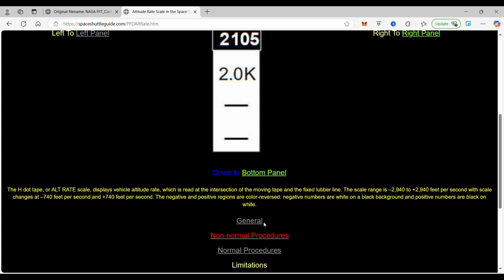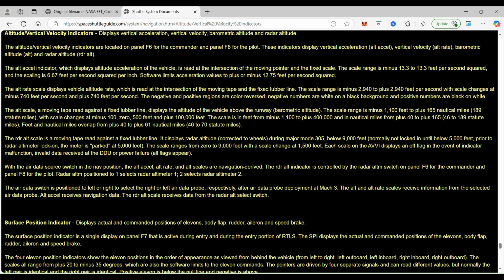Now we go a little bit deeper into it. In general, we see here the altitude and vertical velocity indicators, all these indicators that are specifically on the right side. You see here the altitude rate scale displays the altitude rate, right on the intersection as we see. But up here they also have altitude acceleration, which is the next derivative. So we're going from a rate to an acceleration here. We're going to go over that next week, but that's the difference. And then we have the altitude scale, which is the height that you're over.